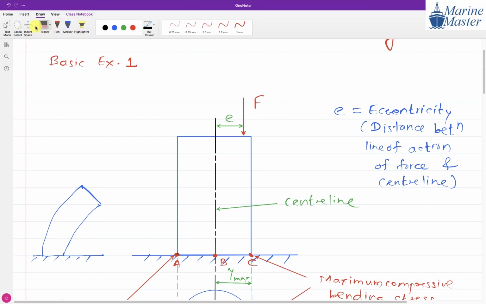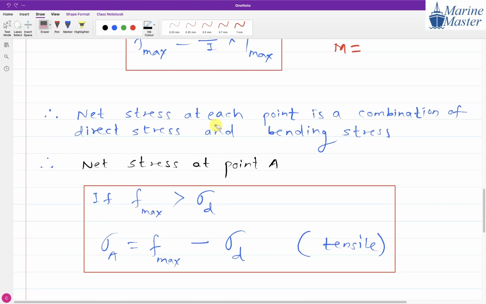But just imagine, tell me, if this force acts at this point, is there any moment here? Who is creating the moment in this case? This force F is creating a moment, and this distance e is creating a moment. Everyone, try to see the scenario here.